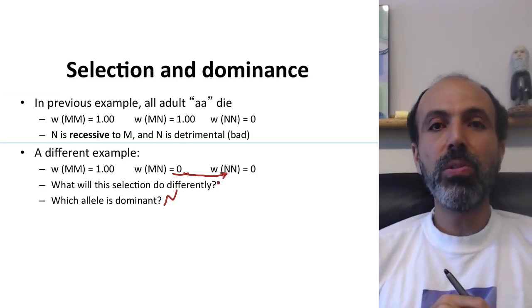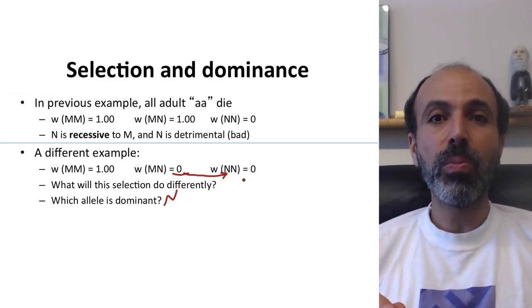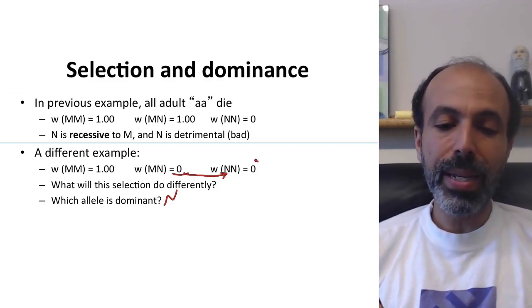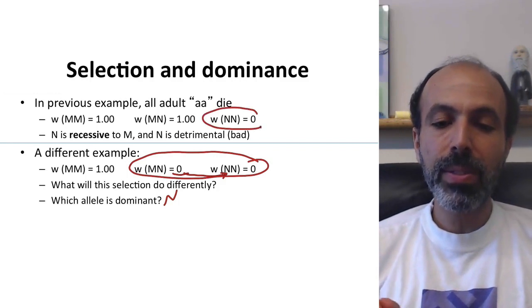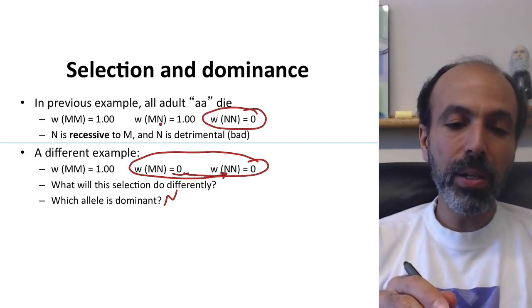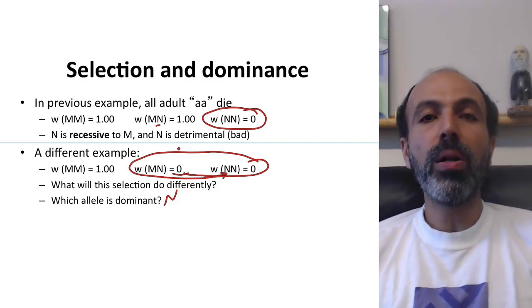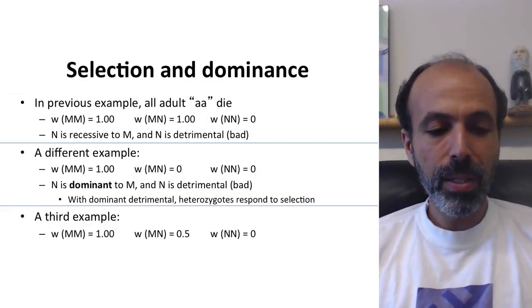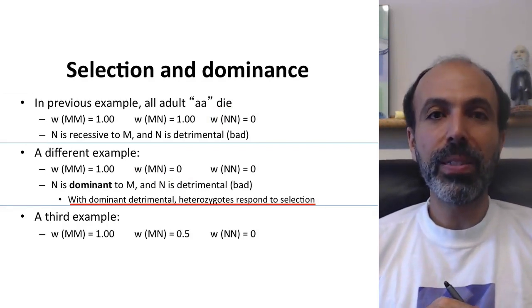And what will selection do differently? Well, we might guess in this case that selection will actually be much more quick, because in this case, you're eliminating all N's from the population at once, instead of just a subset of N's from the population. Here, some N's are sheltered. Here, no N's are sheltered. They are all exposed to natural selection. So, with a dominant detrimental, the heterozygotes will also respond to selection.